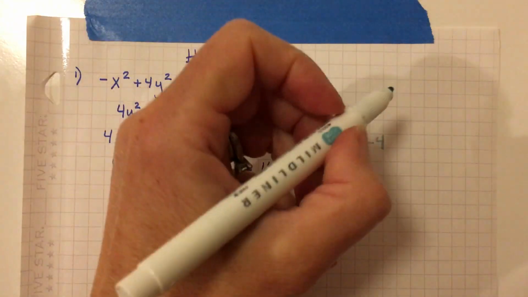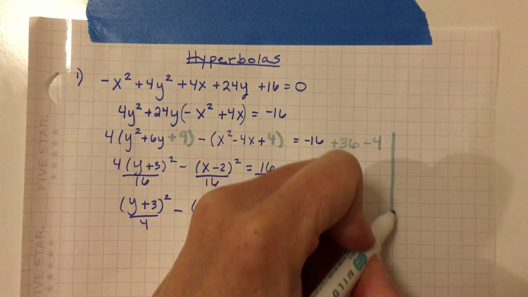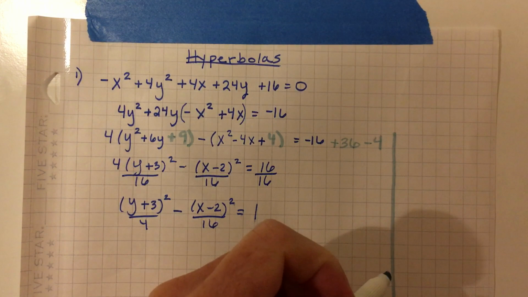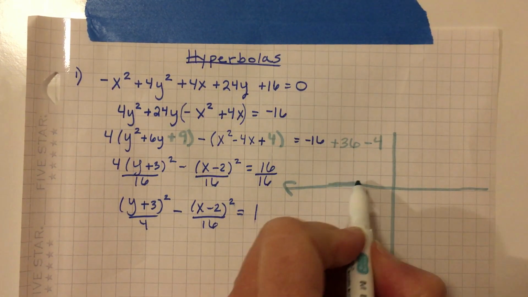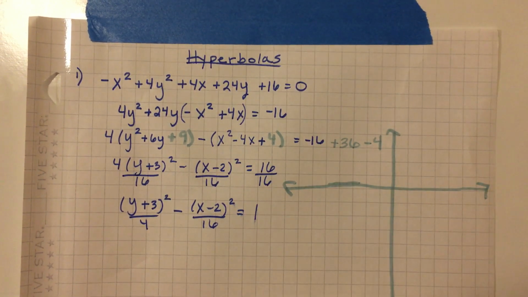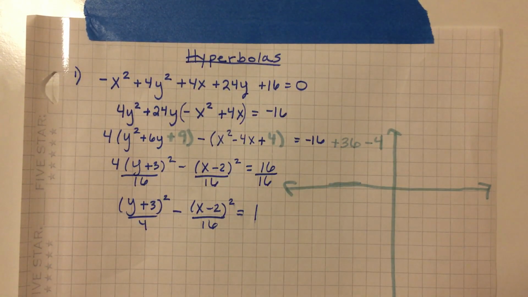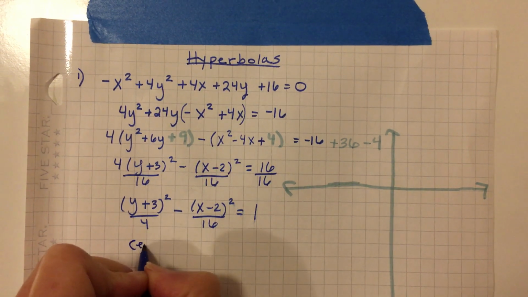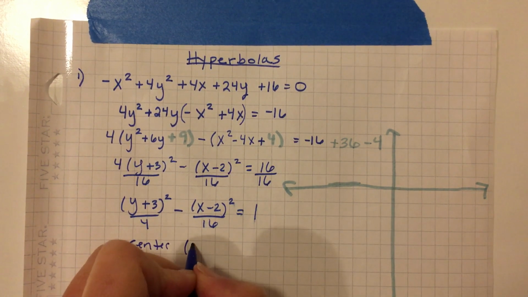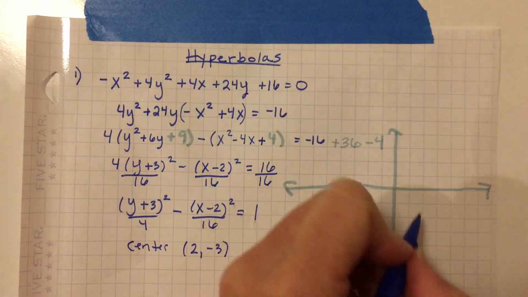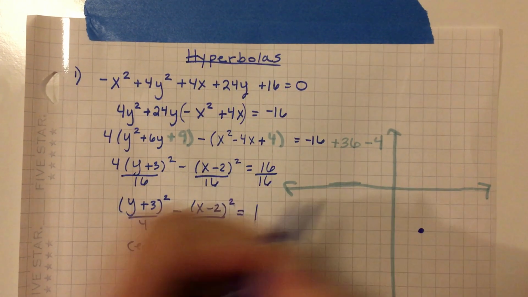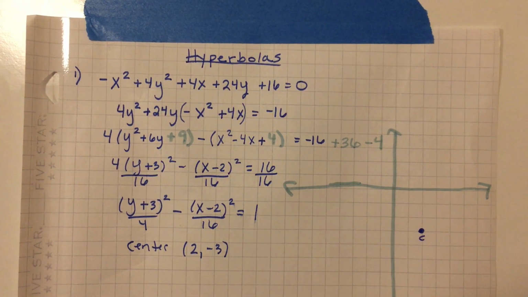I'm going to set my axis. Sometimes I like doing my axis in a different color because there's so much going on in this shape. All right, so hopefully I have enough room. The first thing you always want to do is find the center. Make sure you do x first. So the center is 2, negative 3. Opposite of that, which is right here. That's the center.